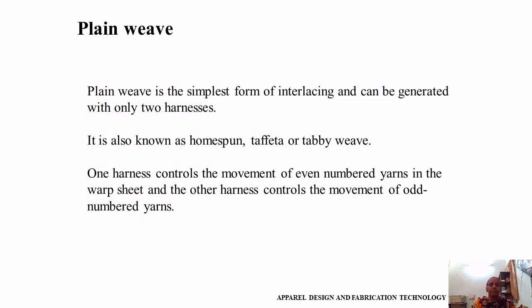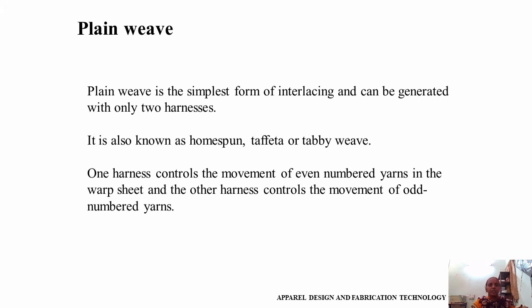Plain weave is the simplest form of interlacing and can be generated with only two harnesses. It is also known as homespun, taffeta or tabby weave. One harness controls the movement of even numbered yarns in the warp sheet and the other harness controls the movement of odd numbered yarns. So what is a plain weave?